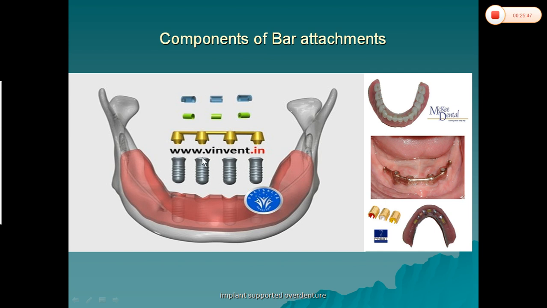See here, these are the components of bar attachment. So implants are positioned in the bone. Onto the implant, these patrix or male components with the abutments and bars are connected to the implants, whereas the metal sleeves and rubbers are positioned within the under surface of the denture. Sleeves are positioned on the under surface of the denture. The patrix or male components are attached to the implants.